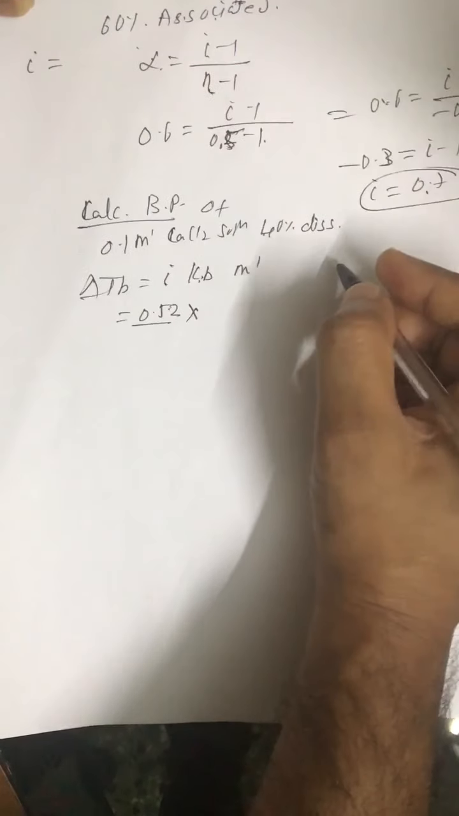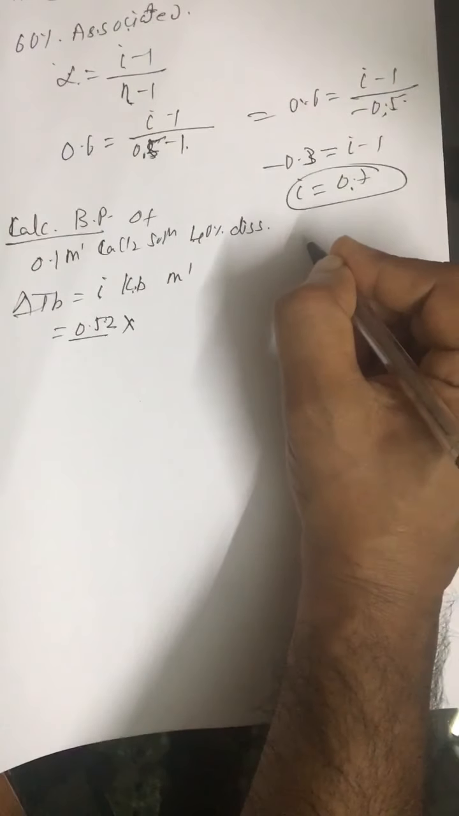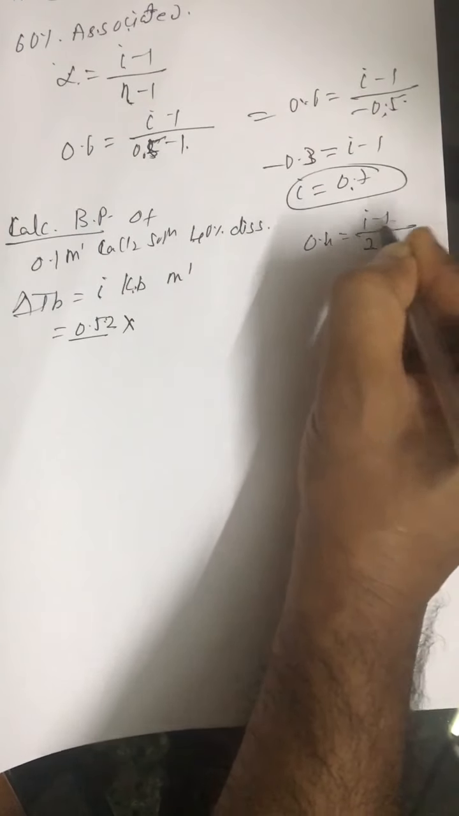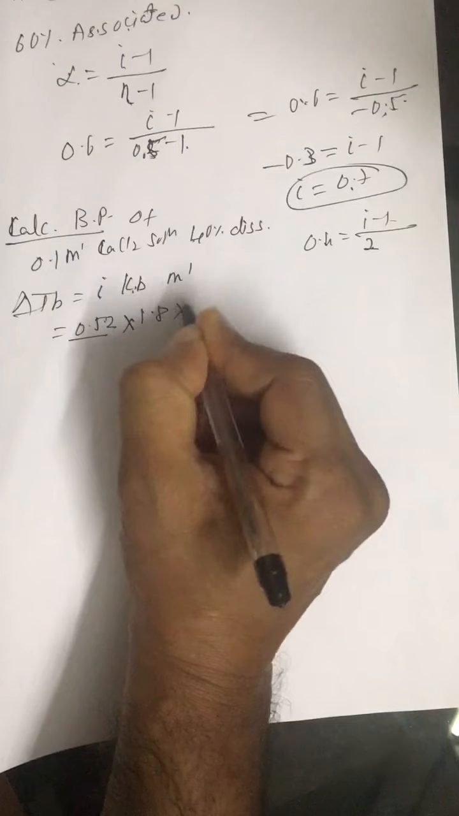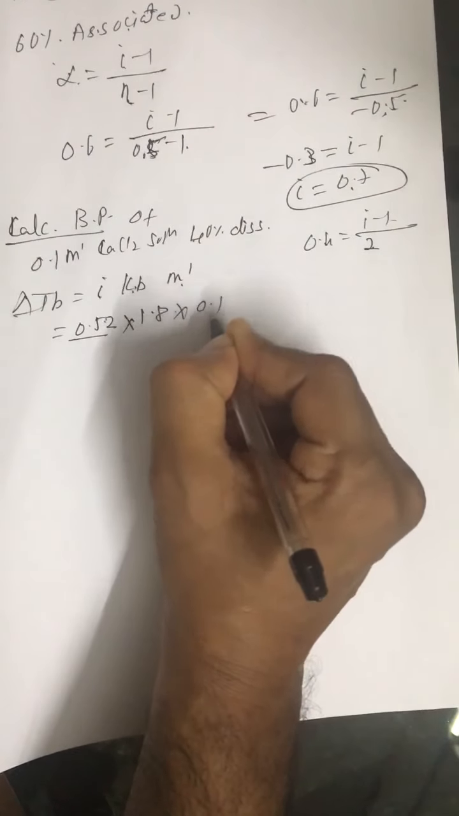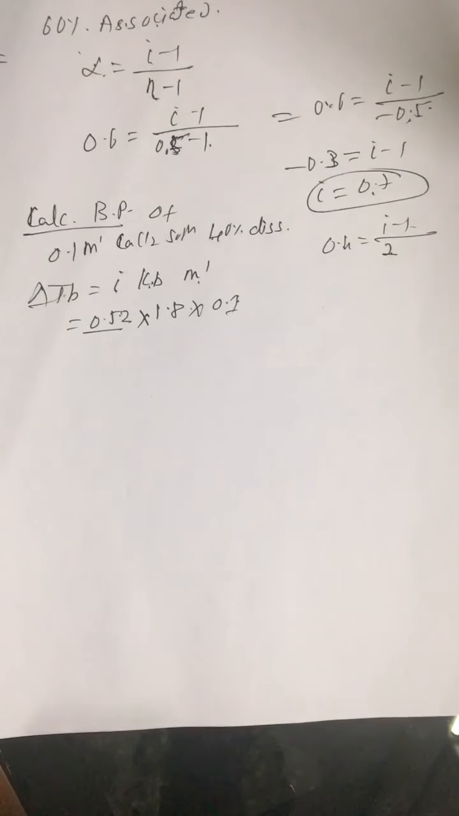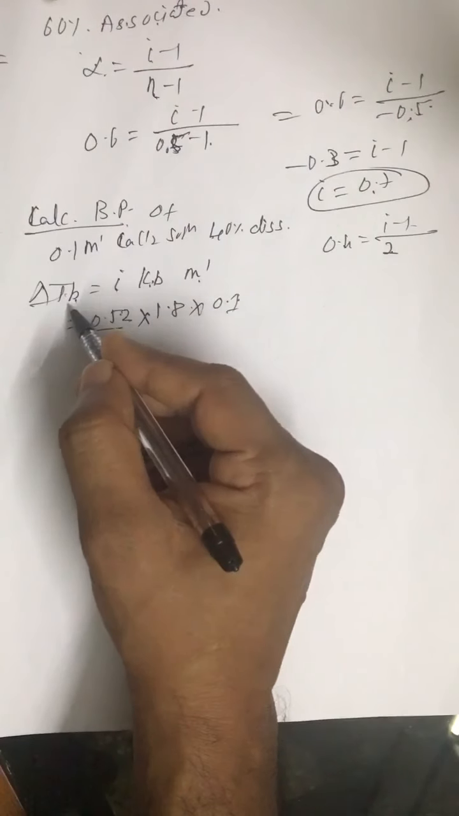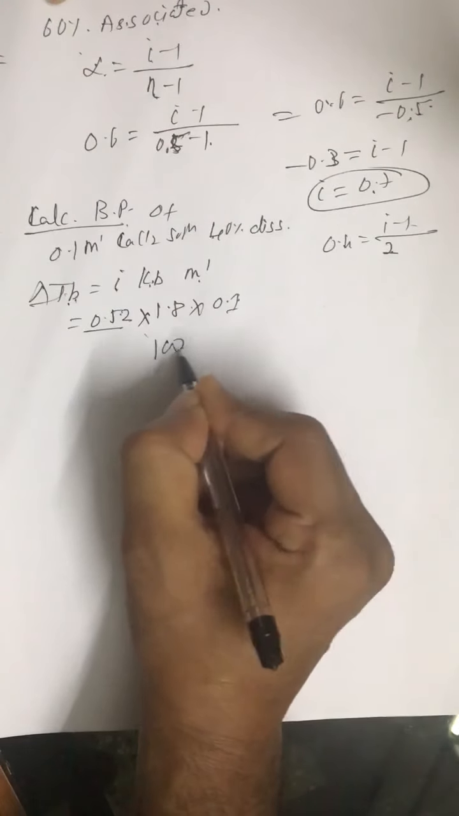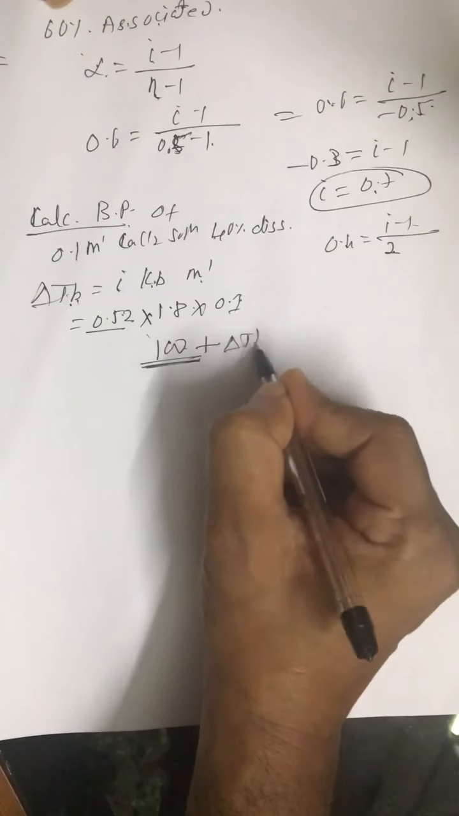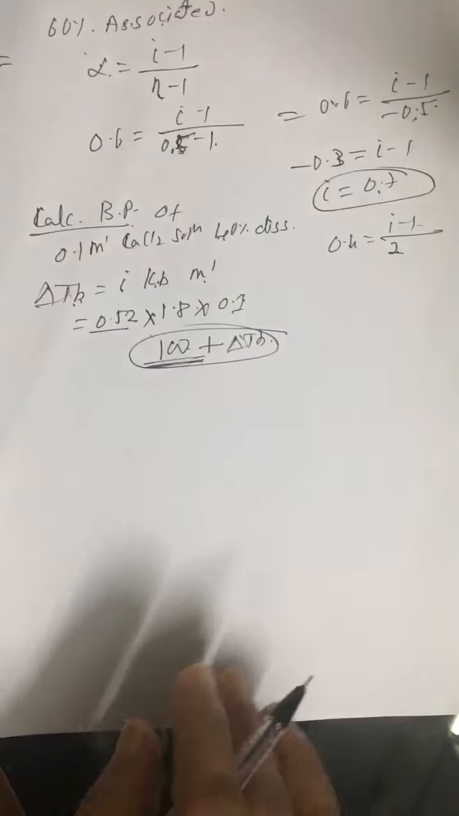As I told you, (i - 1)/(n - 1) equals alpha, 0.4. Here n is 3, so n - 1 is 2, and i comes to 1.8. This is multiplied by the molality of the solution, which is given as 0.1. So this is what you get as the boiling point elevation. If the boiling point is asked, you write the boiling point of the solvent, water if not mentioned, plus delta TB. This will be the boiling point of the solution.